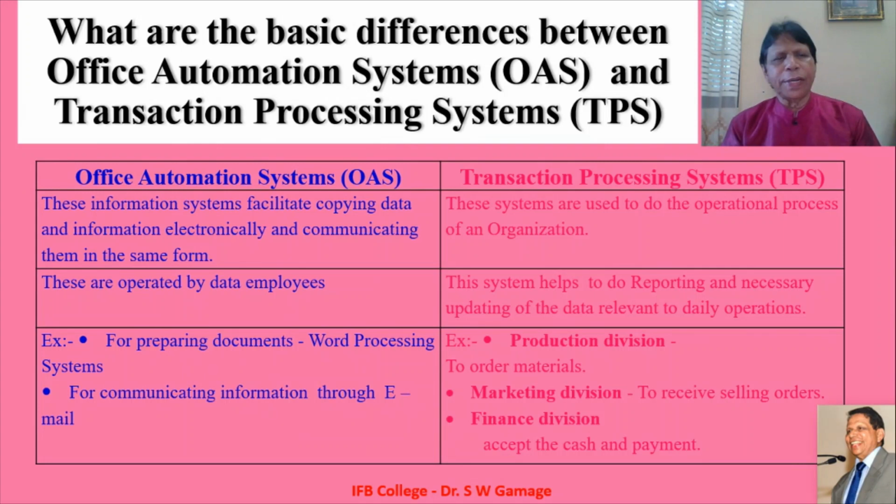Then sometimes the examiner asks, what is the difference between office automation system and transaction processing system? Office automation system is electronically communicating the data and some files and like that, right? And they prepare the documents also, and they communicate. That is office automation. But TPS is of the basic transactions, right?